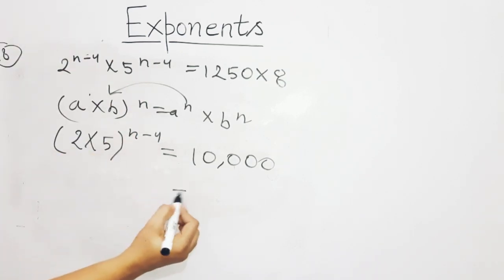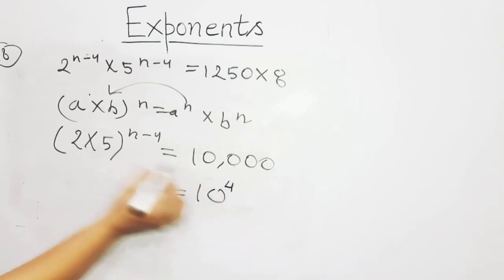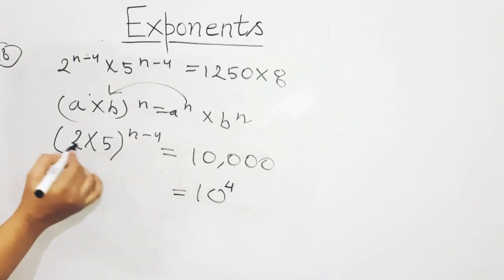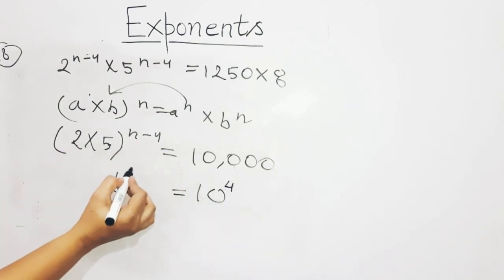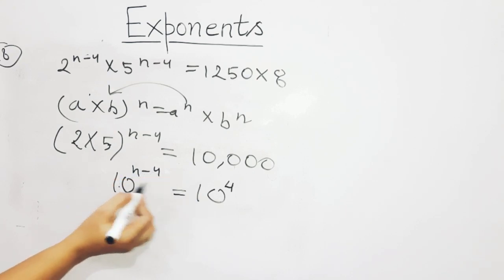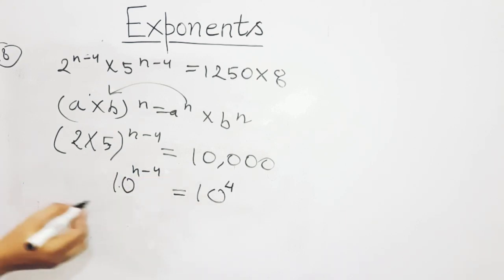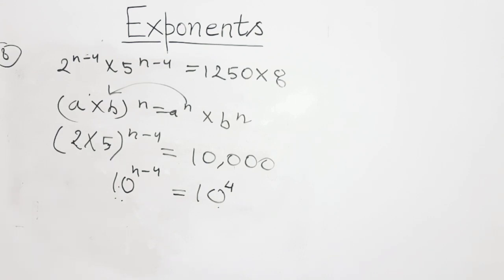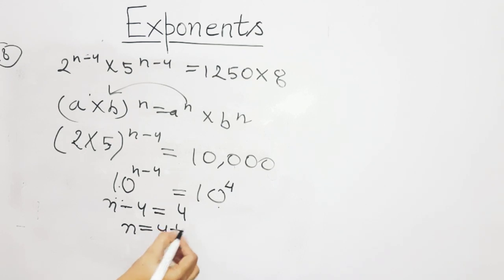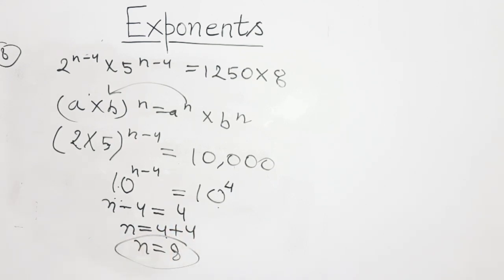Now 10,000 can be written as 10 to the power of 4. Now we all know that 2 5s are 10. So 10 to the power of n minus 4 is equal to 10 to the power of 4. Since the bases are same, अब हमारे base same हो गए. Now can we equate the powers? Definitely the powers can be equated. Now n minus 4 is equal to 4. Now this minus 4, once it goes on the right hand side, it will be plus 4. So what is the value of n? The value of n is 8.